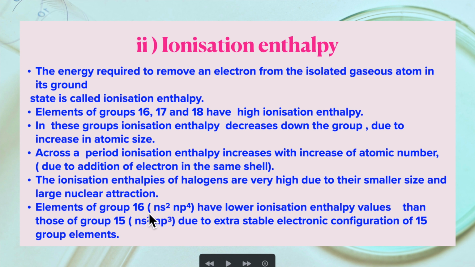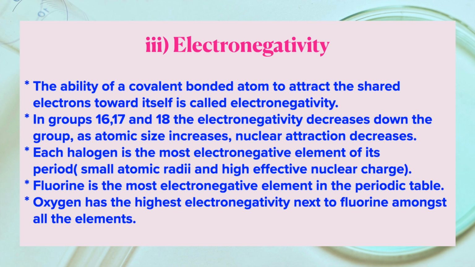We have said that the ionization enthalpy goes on increasing as we move from left to right, so group 16 elements must have more ionization enthalpy than group 15 elements. But due to the extra stability associated with the half filled electronic configuration of group 15 elements, group 15 elements have more ionization enthalpy than group 16 elements. Now we shall consider the third atomic property, that is electronegativity.